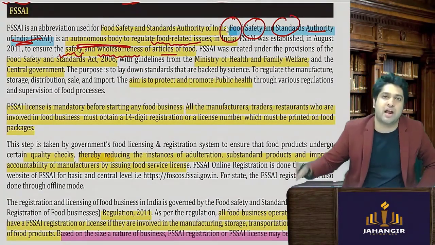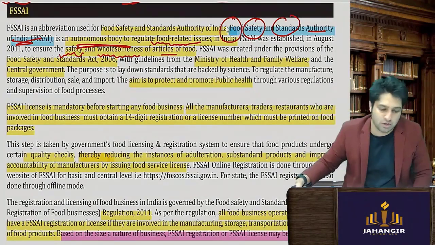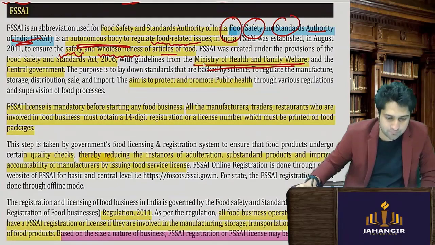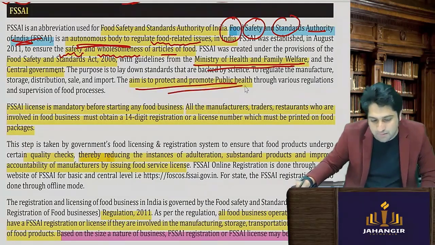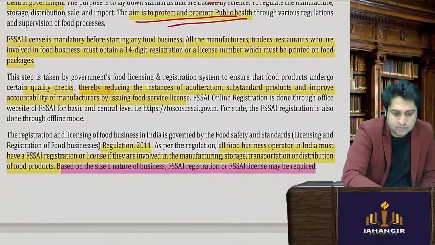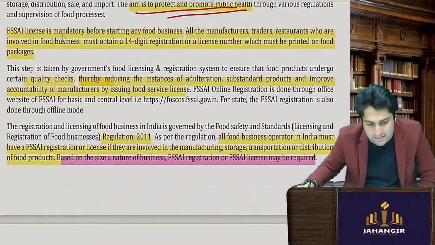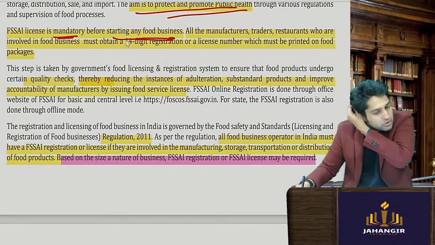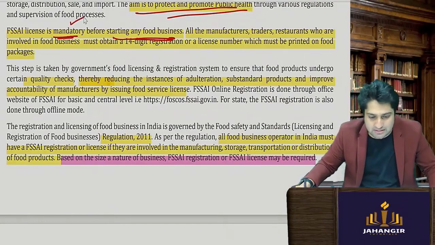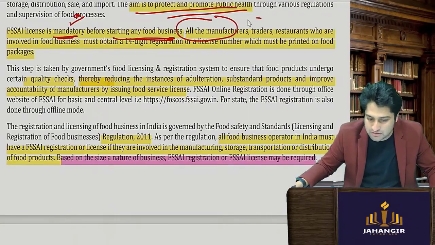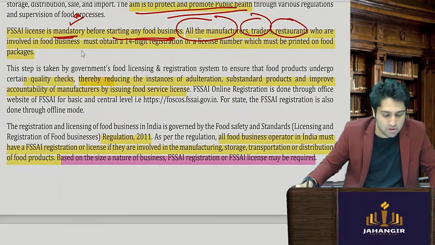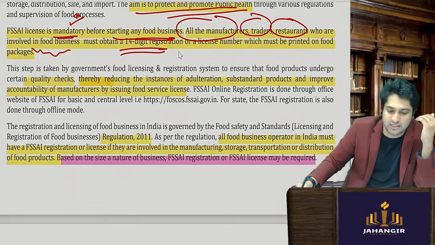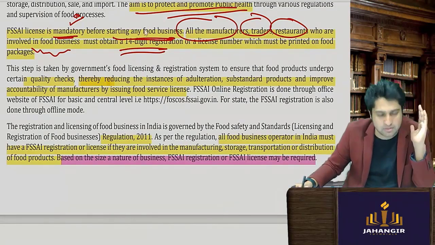It comes, I told you, right? Always a ministry that is involved. So the Ministry of Health and Family Welfare is covered. Its aim is to protect public health. FSSAI license is mandatory before starting any food business. So any food business you want to start, this license is needed. All manufacturers, traders, restaurants who are involved in food business must get this 14-digit license. So this is a 14-digit number.